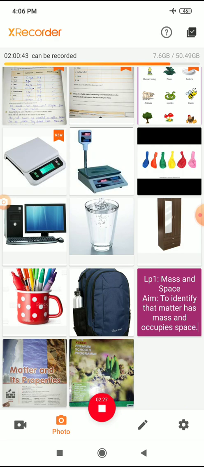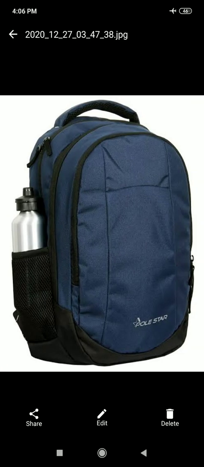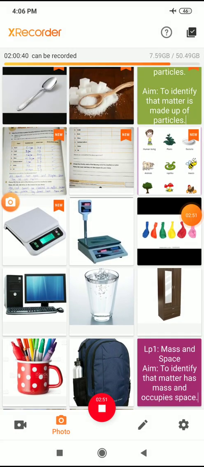So what is matter actually? See, matter is anything that has mass and occupies space. Example, your bag, it has mass, right or not? It has mass and it will occupy the space also. So we can call it matter, right? So same like that, many other things I just showed you are also matter, because they have mass and they also occupy space.